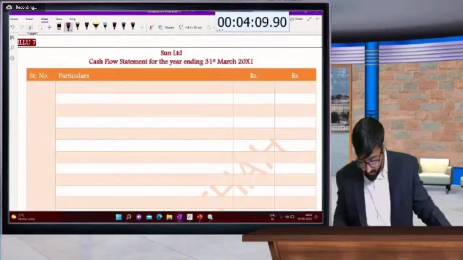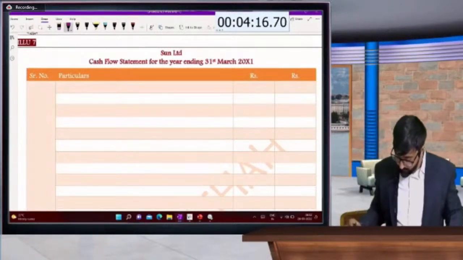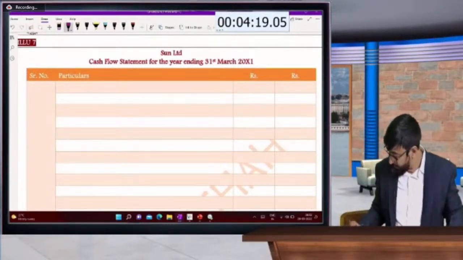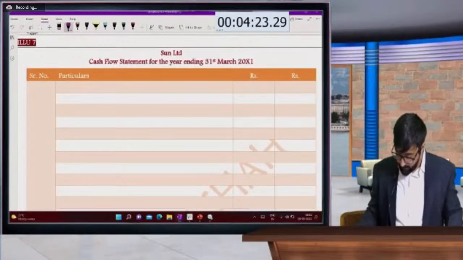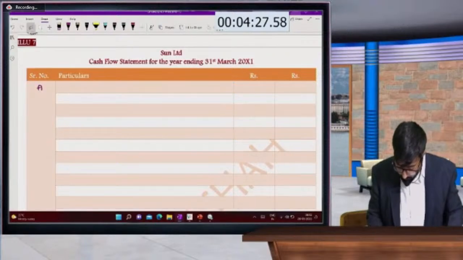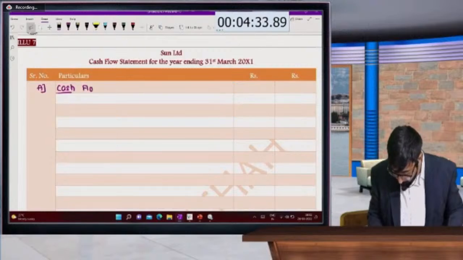Yes, Sun Limited over. Okay. A, cash flow from operating activities.